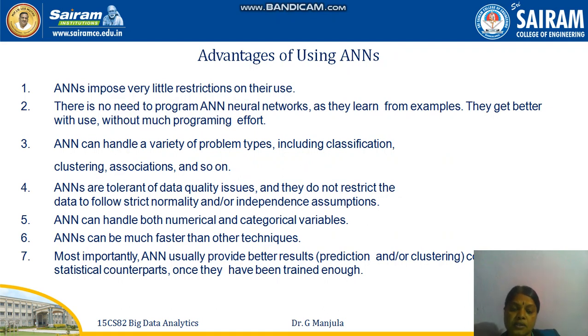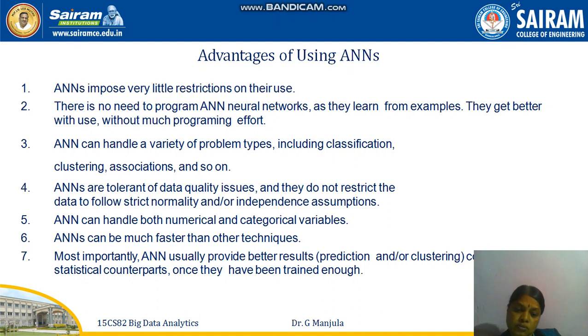Now, what is the advantage of using ANN? The ANN advantage is that it imposes very little restrictions on its use. First advantage, there is no need to program ANN neural networks as they learn from examples. They get better with use without much programming effort. That is, by routine, by practice, or by knowledge they will learn by themselves. ANN can handle a variety of problem types including classifications, clustering, associations, and so on. ANN are tolerant of data quality issues, and they do not restrict the data to follow strict normality or independence assumptions. They never assume it.